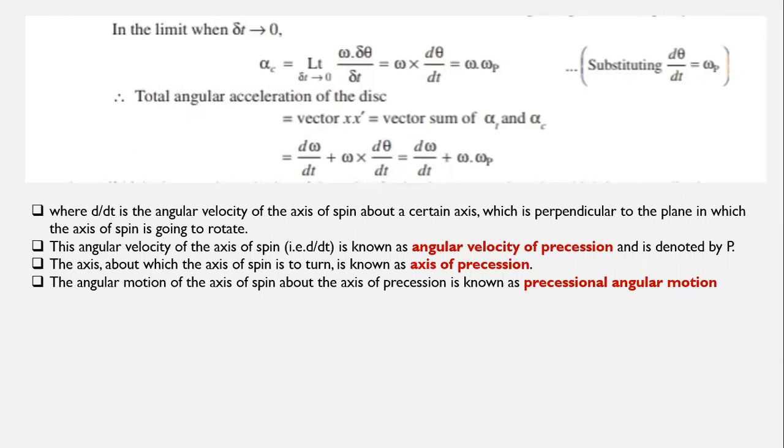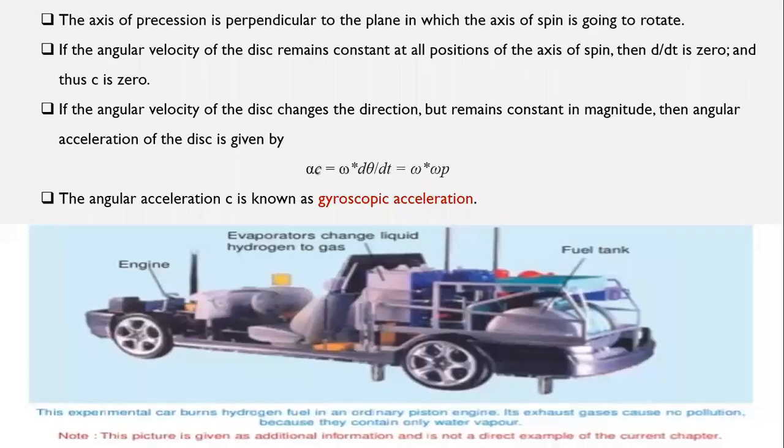The angular velocity of the axis of spin is known as the angular velocity of precession, and the axis about which the axis of spin turns is the axis of precession. The last one is the angular motion of the axis of spin about the axis of precession, known as precessional angular motion. So these three are the basic short questions obtained from precessional angular motion.